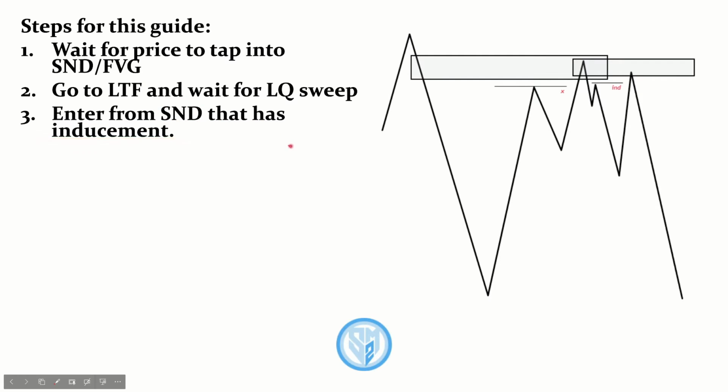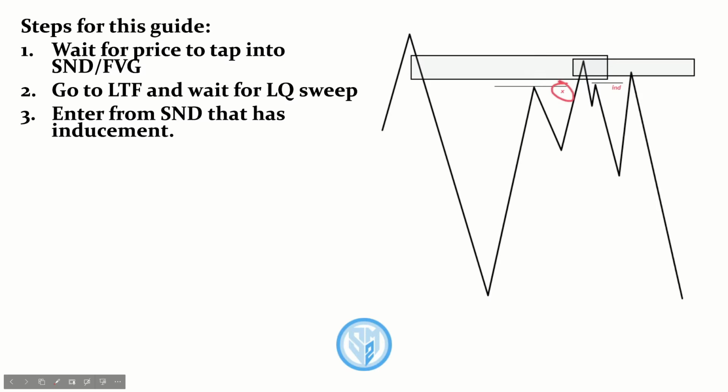So when it comes to this specific entry model, I'm looking to keep my win rate as high as possible, right? And in order to do that, I need to make sure that the supply zone I'm entering from, or the demand zone, has inducement, right? So as we can see here in this entry model, let's actually analyze it.